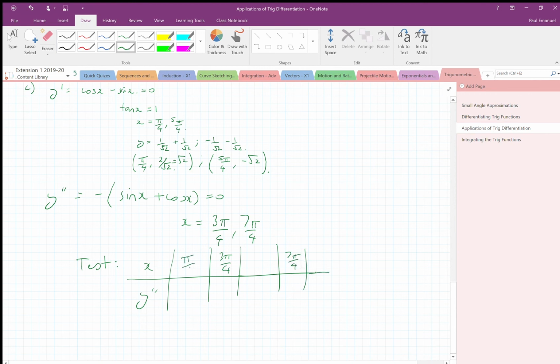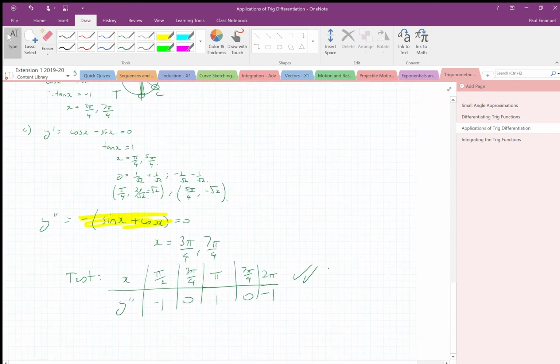So here you could do pi over 2, here you could do pi, here you could do 2 pi. So the second derivative at pi over 2 is negative 1. Here it's 0. At pi it's positive 1. So I'm just substituting into this, right? Not the equals 0 bit, just this. 7 pi over 4 is 0, and then 2 pi, it's negative 1. So yes, they're both inflections. Okay, so the inflections are the x-intercepts.